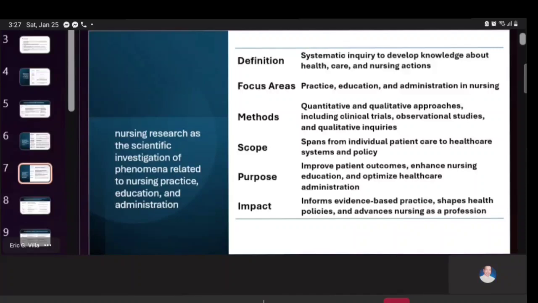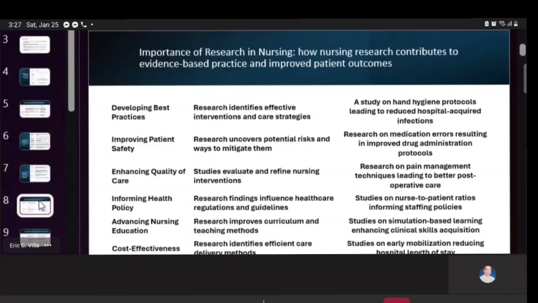When we engage in research as nurses, it is not only to improve patient care, but it also strengthens the scientific foundation of our practice. Next is the importance of health research in nursing.